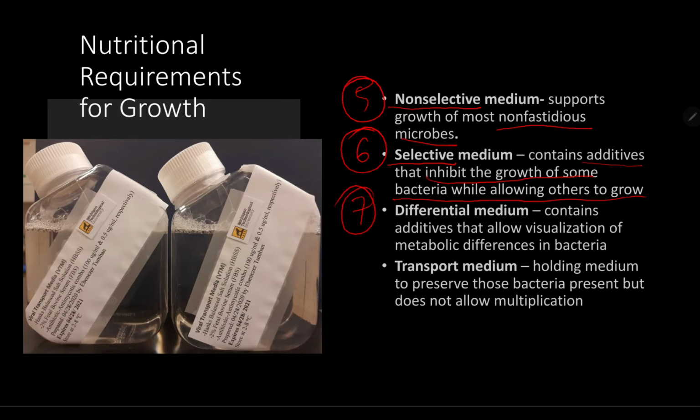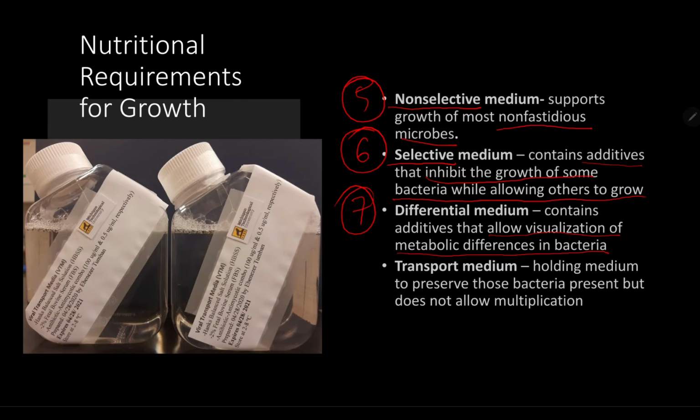The seventh culture medium is the differential medium. There is a confusion between the selective and the differential medium, because sometimes people wonder what the difference is. Selective and differential, somehow they do select certain bacteria only to grow, but the differential medium allows the visualization of the metabolic differences in bacteria.